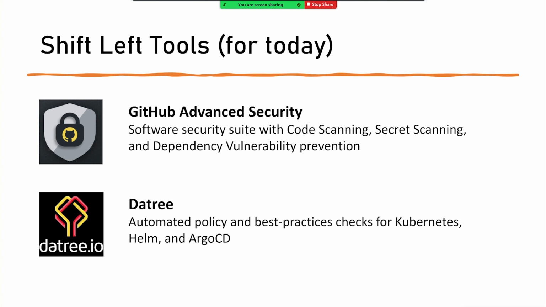Those two tools are free, especially GitHub Advanced Security, which is free for open source and for public repositories, as we will see in a second. It's not the same case for private repositories, or if you are in GitHub Enterprise Cloud. In that case, the tool is a paid tool.